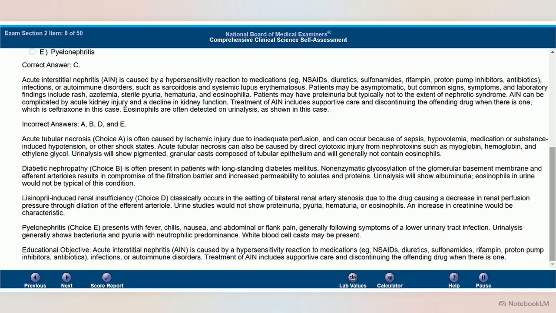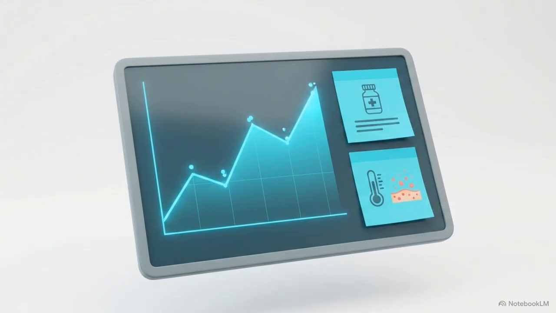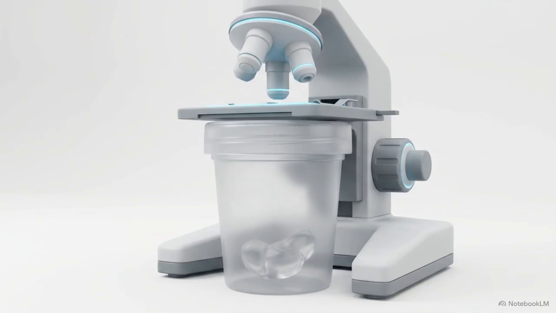As detailed in this NBME explanation text, acute interstitial nephritis is caused by a hypersensitivity reaction to medications, where eosinophils are often detected in the urinalysis. Treatment mandates discontinuing the offending drug. Let's test this presentation. A hospitalized patient treated with vancomycin develops a rising creatinine, a low-grade fever, and a diffuse rash. What is the expected finding on urinalysis?